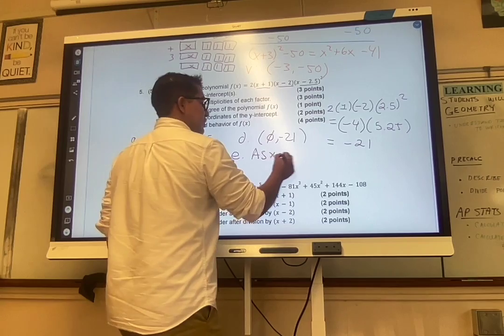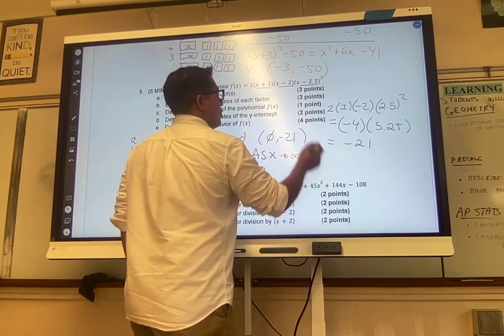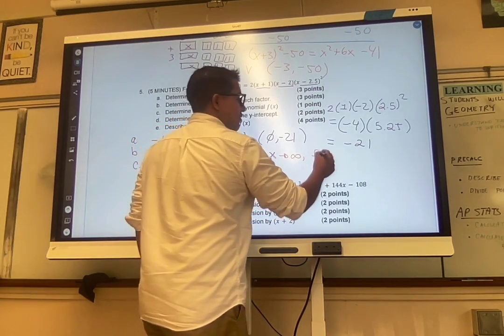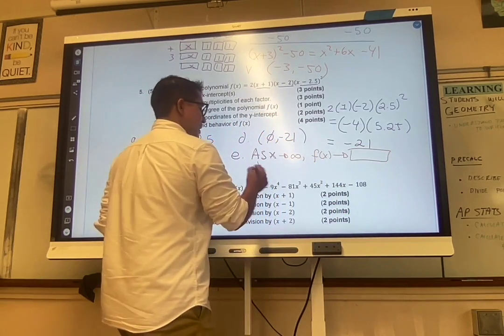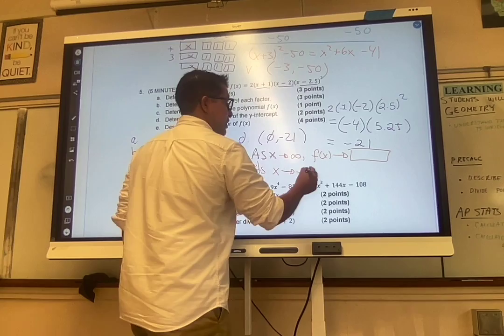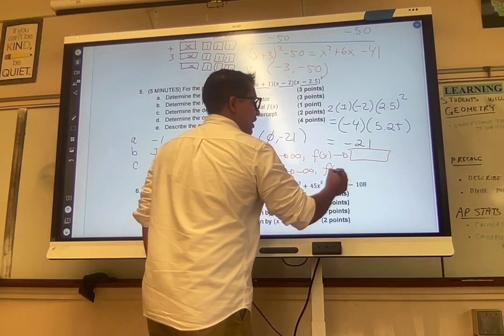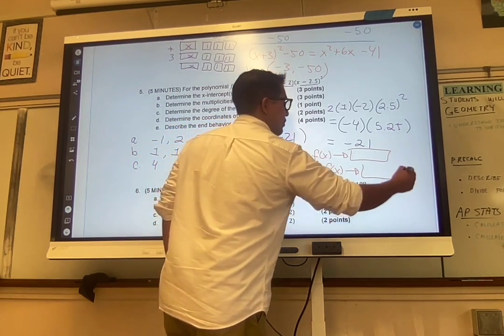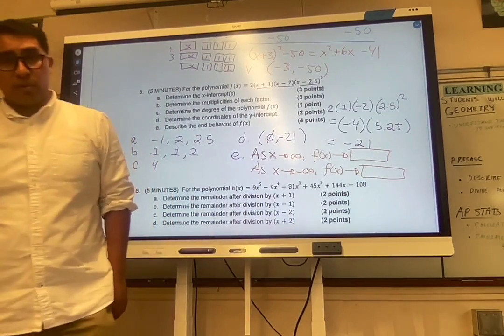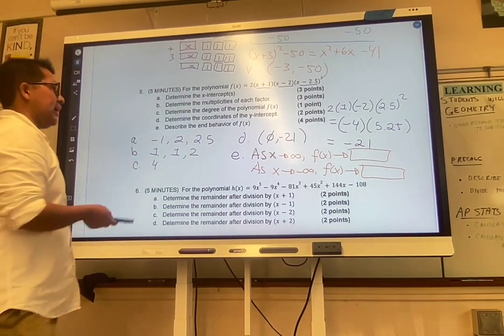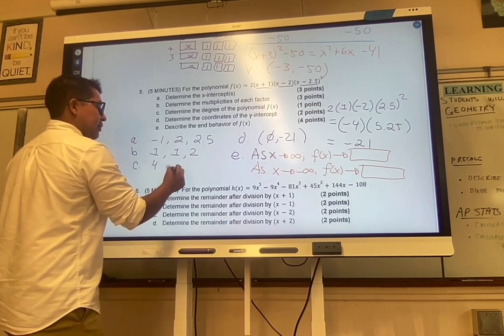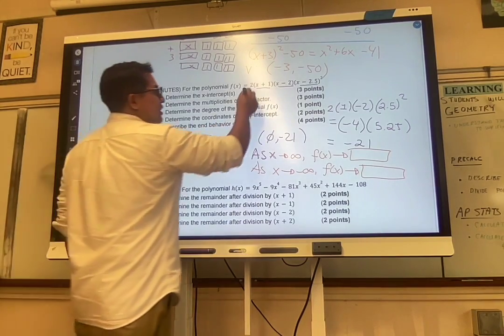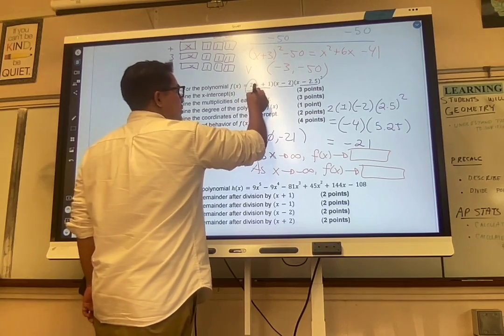As x goes to infinity, where does my graph go? My graph has a name, it's f of x. And as x goes to negative infinity, where does my graph go? Okay, so here's where we've got to remember our notes. What do we know the degree is? The degree is 4, right? 4 is an even number. And the leading coefficient, the number in front of everything, is 2, which is positive.